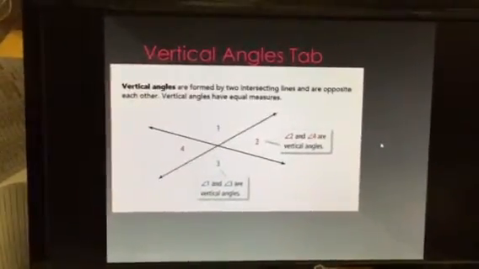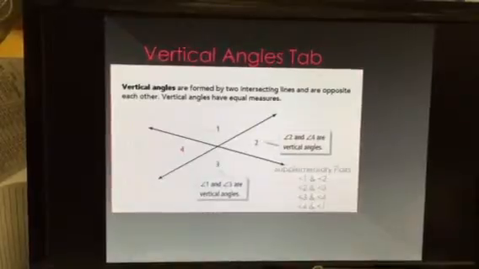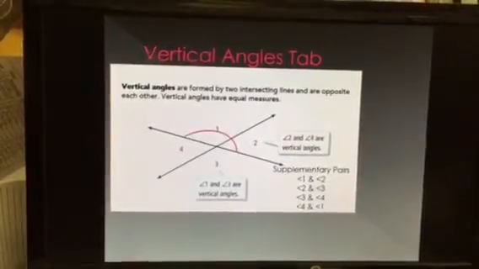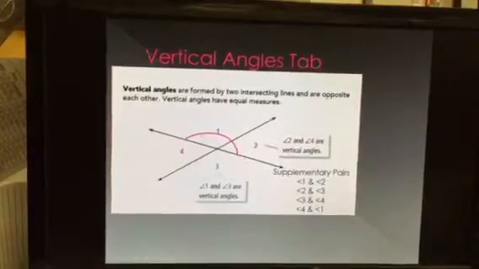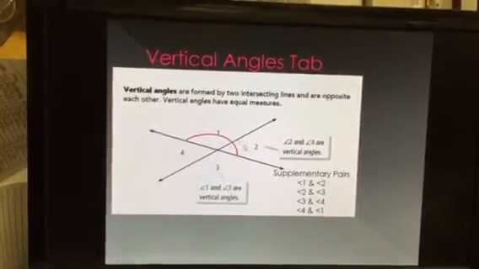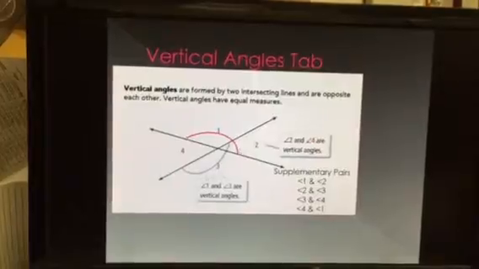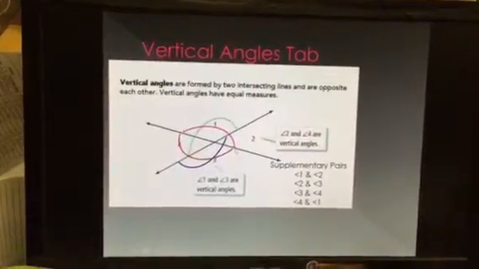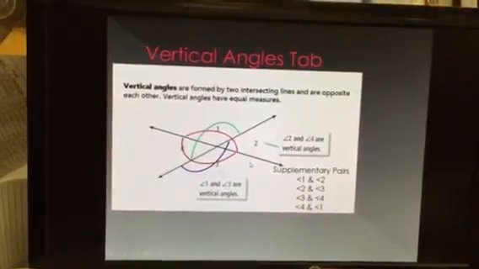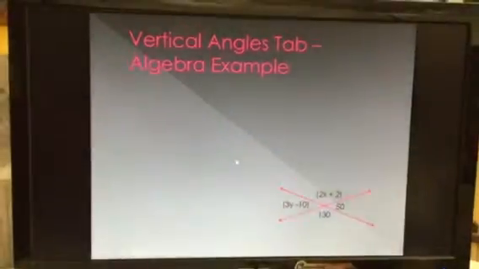I also ask for you to fill out in the foldable what our supplementary pairs are. So angles 1 and 2 add up to 180 degrees together. They make a straight line. So that's a supplementary pair. 2 and 3, 3 and 4, and 4 and 1, or you could say 1 and 4. All right, here we go.